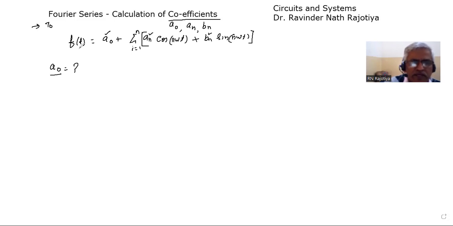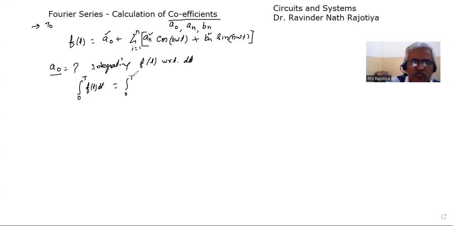We can integrate this whole function. So we can write integrating f of t with respect to t, that is dt. Let's write it as integration from 0 to T over the whole cycle of f of t into dt. That will be nothing but the integration of the right hand side, which has a0 being a constant.